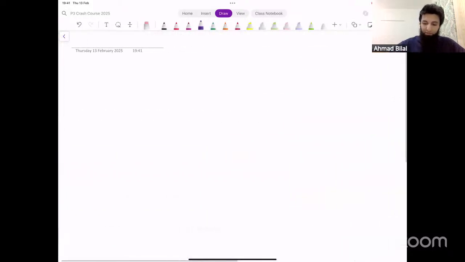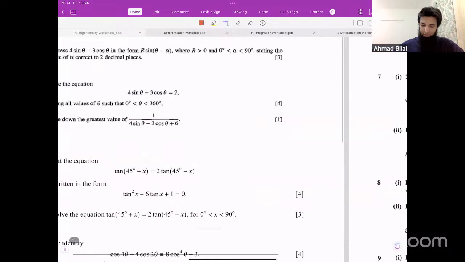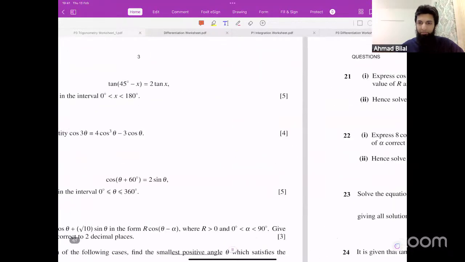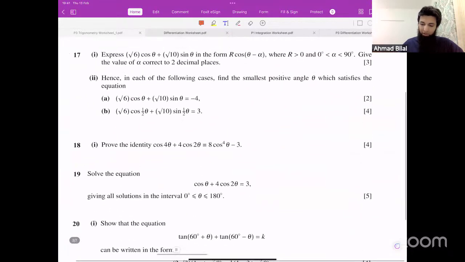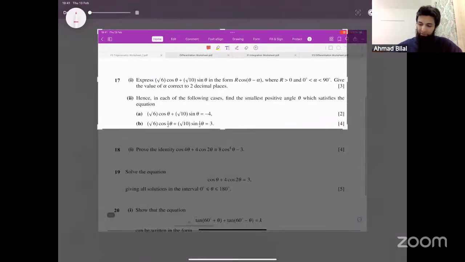Let's look at the next one now. The next was 17. Okay, let's try this now. Question number 17 from the worksheet.